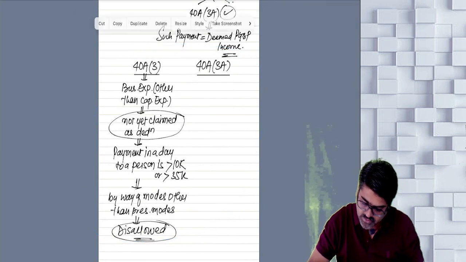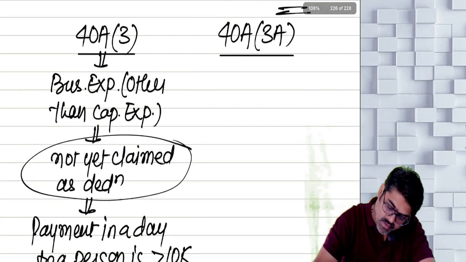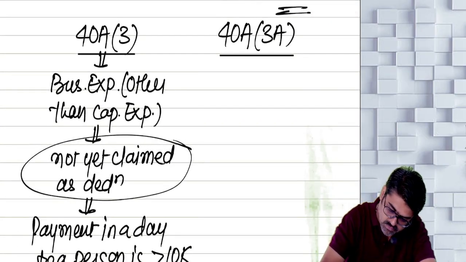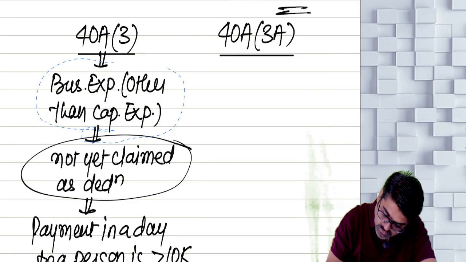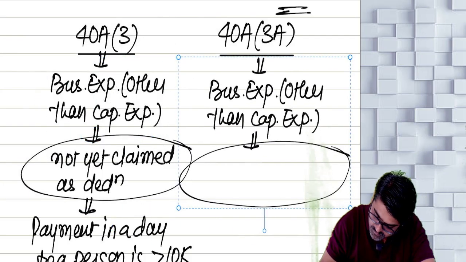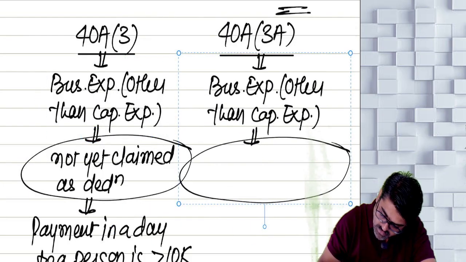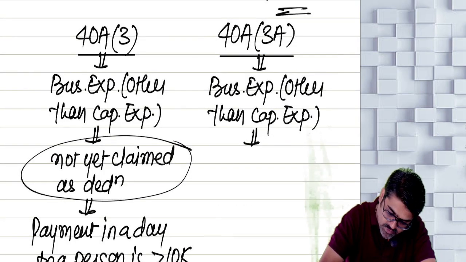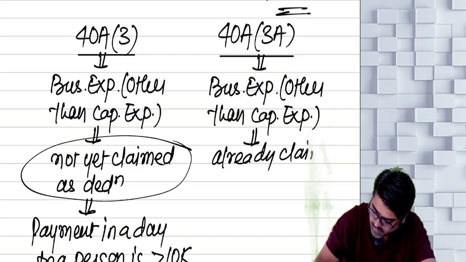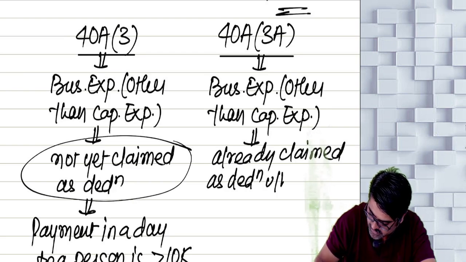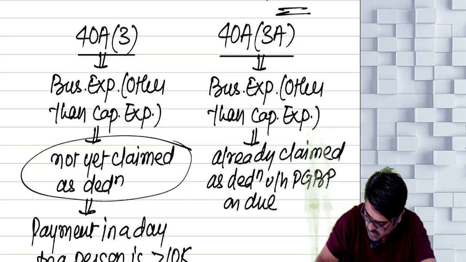Now, what about 48(3)(a)? 48(3)(a) will also talk about business expense, other than capital expenditure, which you have already claimed as deduction under the head PGBP. On what basis? On due or mercantile basis. Yes or no?